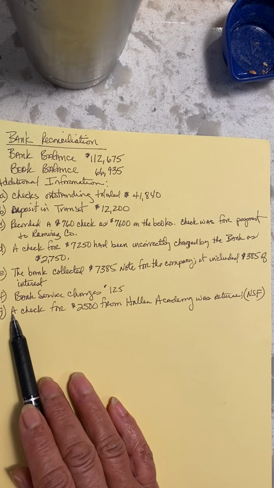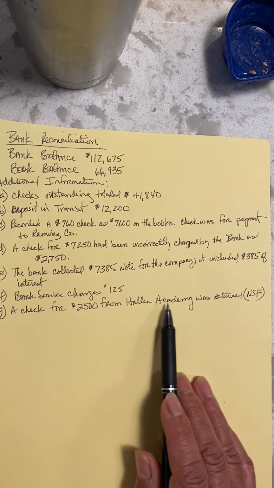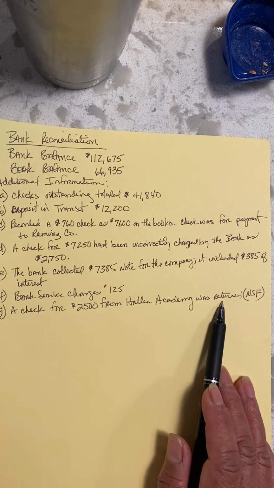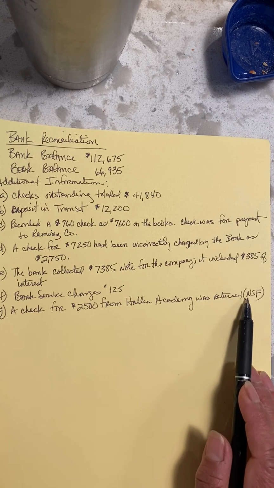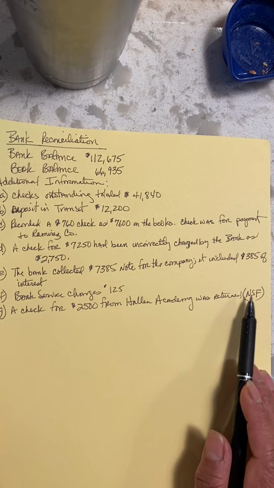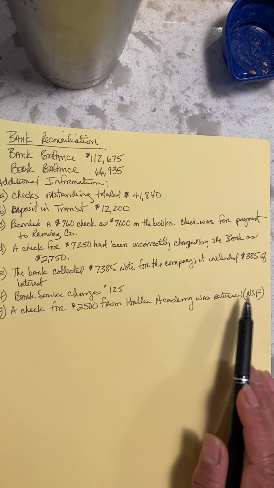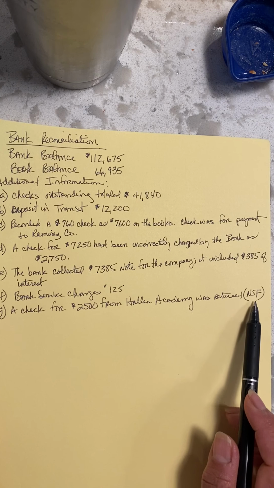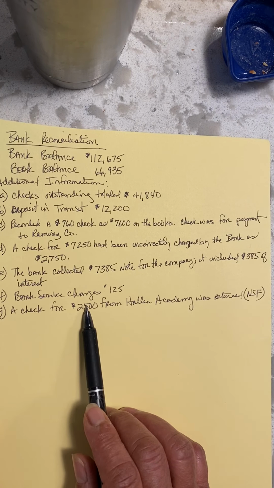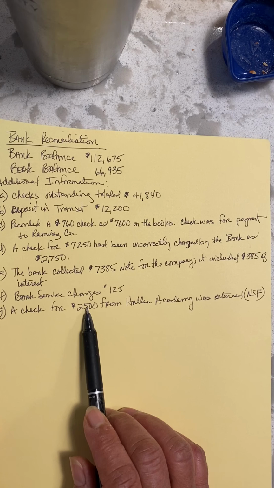And then the last one is a check for $2,500 from the Howland Academy that was returned with the statement, indicating the company didn't have any money to back the check up. That's referred to as non-sufficient funds, NSF. That's a non-sufficient fund check. So that's going to have to be subtracted from our book balance because we recorded it as income when in fact it did not materialize as cash for us.